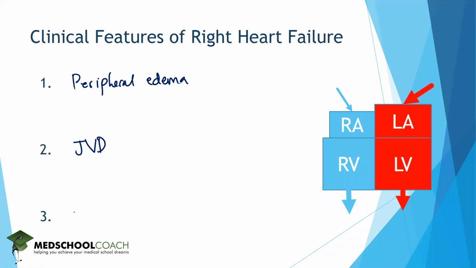So the last one is going to be kind of in between. So you have kind of the neck, and then you have the feet, and the other one you have is hepatomegaly, kind of right in between the two. Okay. That's easy to remember. Perfect. So those are the three main features of right heart failure. Very important to know.